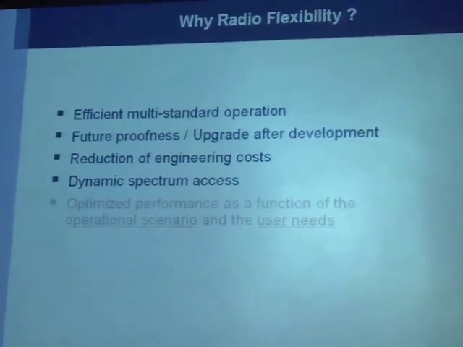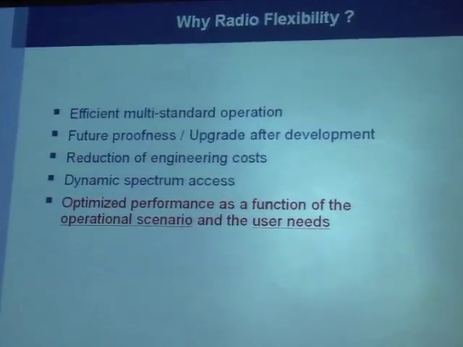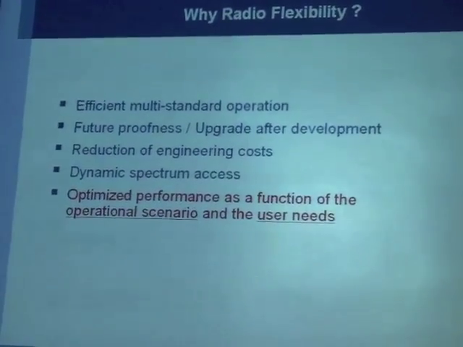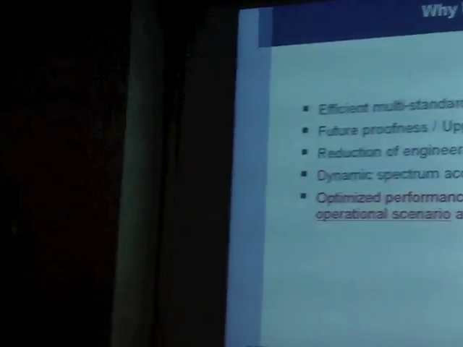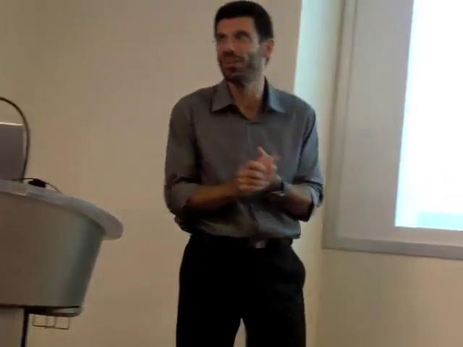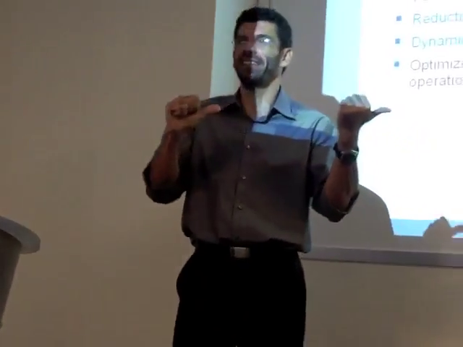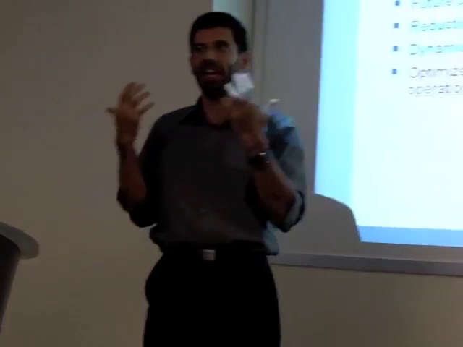Dynamic spectrum access, I told you this is significant. And here we come to cognition again. Optimized performance as a function of the operational scenario and the user needs. And now we haven't defined what the user needs are. So this comes again, the applications. This comes about trade-off, this comes about cognition. So we need flexibility. Are you convinced that we need flexibility? Yeah. I hope yes. And of course other things.